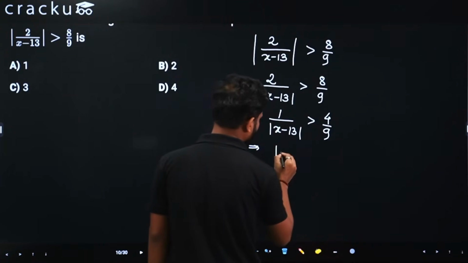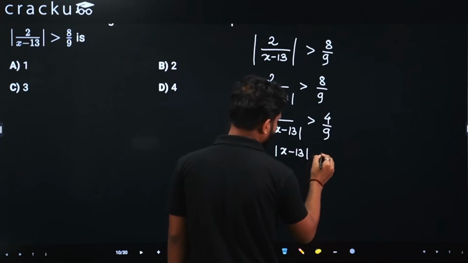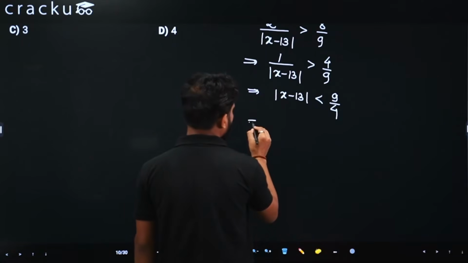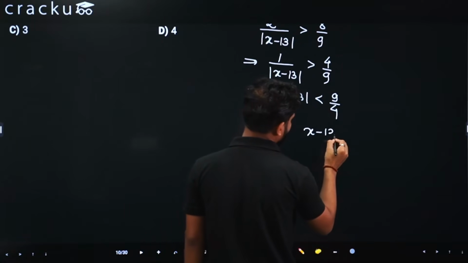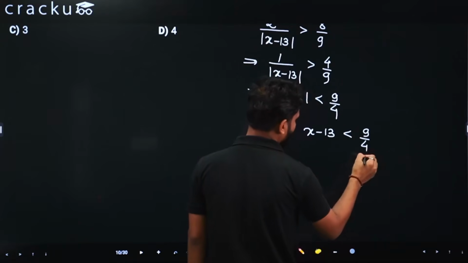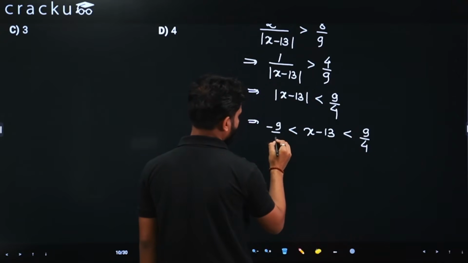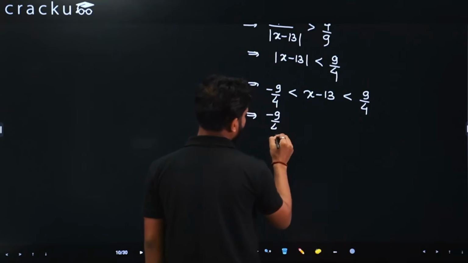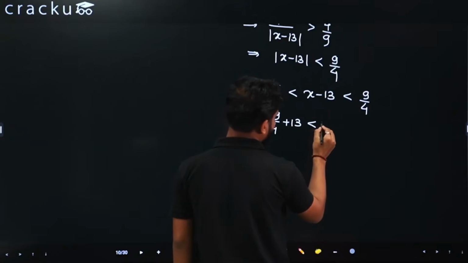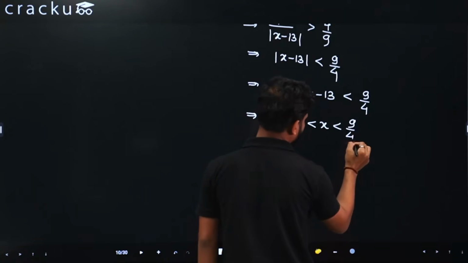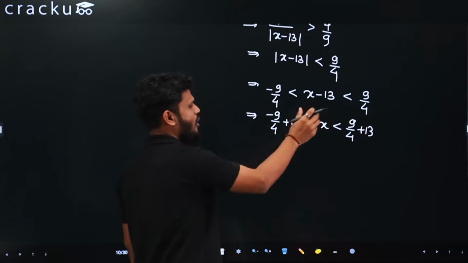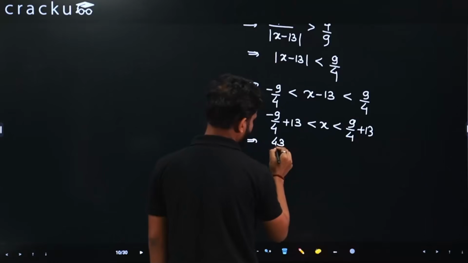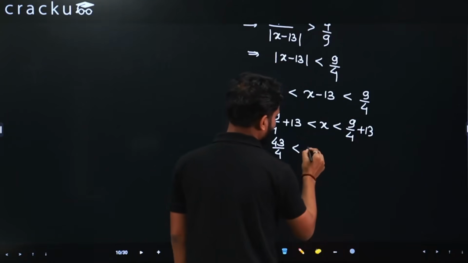So if you take the reciprocal, it will be mod of x minus 13 is less than 9 by 4. Correct? Whenever this type of thing is there, you can say x minus 13 lies between what? It lies between plus 9 by 4 and minus 9 by 4. From here what do you get? You get minus 9 by 4 plus 13 is less than x is less than 9 by 4 plus 13. We added 13 to all the terms. From here you get 52 minus 9, which is 43 by 4 is less than x.